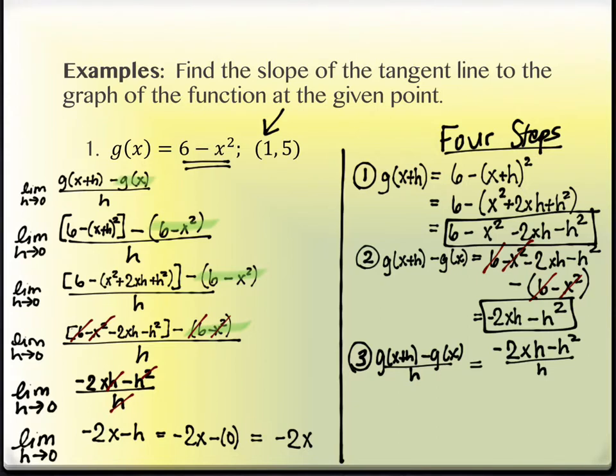Okay, so again, we get to a point now where I see all the h's start to collapse, right? Everything in the numerator has an h, the denominator has an h, and I'm able to reduce each of those pieces, giving me negative 2x minus h.